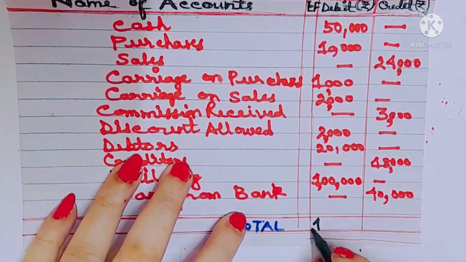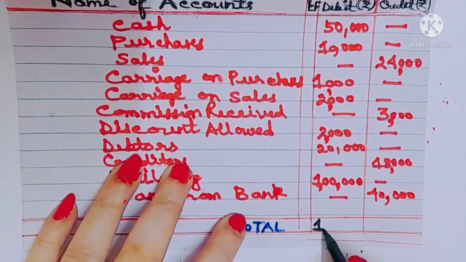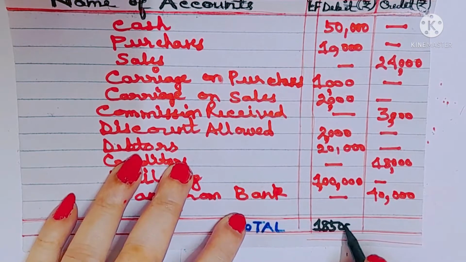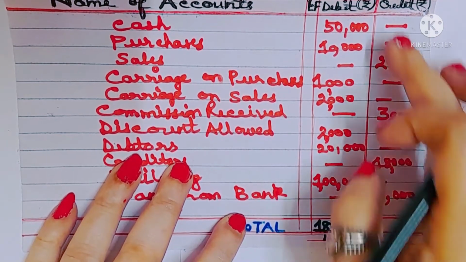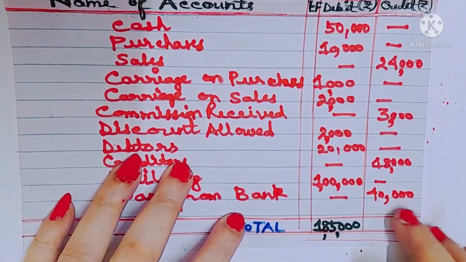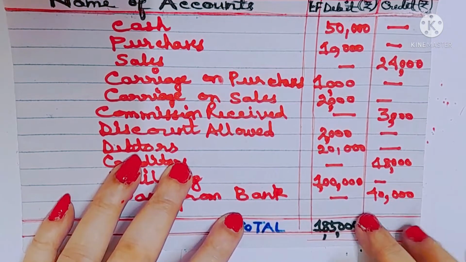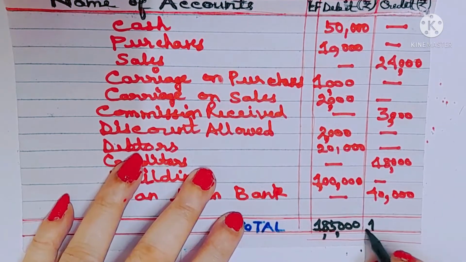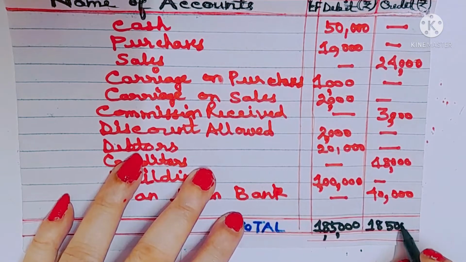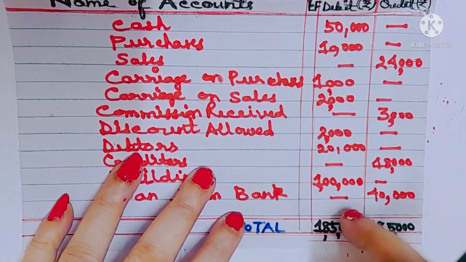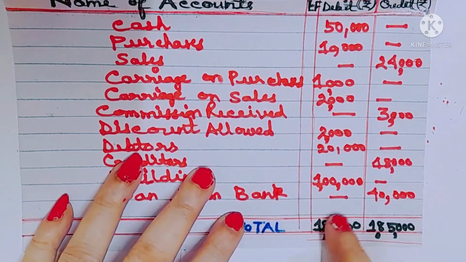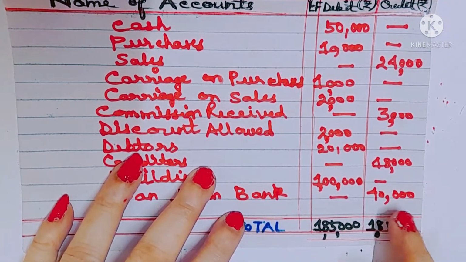Okay. So the total of debit column is 1,85,000 and the total of credit column is only 85,000. So obviously the debit column is greater than the credit column. So we'll have to write 1,85,000 on both columns. The total of debit column is greater than the credit column, so there will be a balancing figure in the credit column.